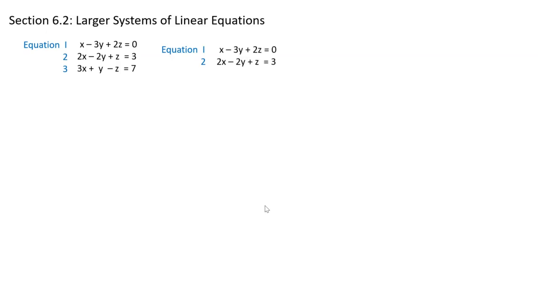Now, this is the 6.2 portion of the exam review. These are called larger systems of linear equations, which means it's going to be 3 equations. Let's call them 1, 2, and 3. Okay, now here's a plan. If you follow this plan, guys, you can never go wrong. We're going to take equations 1 and 2 and eliminate the x's. Then we're going to get equations 1 and 3 and also eliminate the x's.